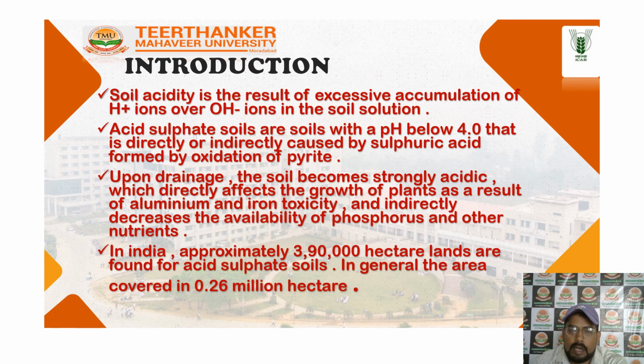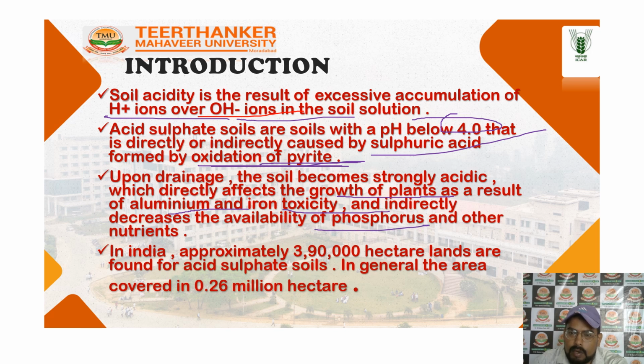So soils like acid sulfate soil result from excessive accumulation of hydrogen. The discussion concerns hydrogen activity. Acid sulfate soil has a pH less than 4, and directly or indirectly causes sulfuric acid formation through the oxidation of pyrites. Upon drainage, the soil becomes strongly acid, which directly affects plant growth and results in aluminum and iron toxicity. This indirectly decreases the availability of phosphorus.